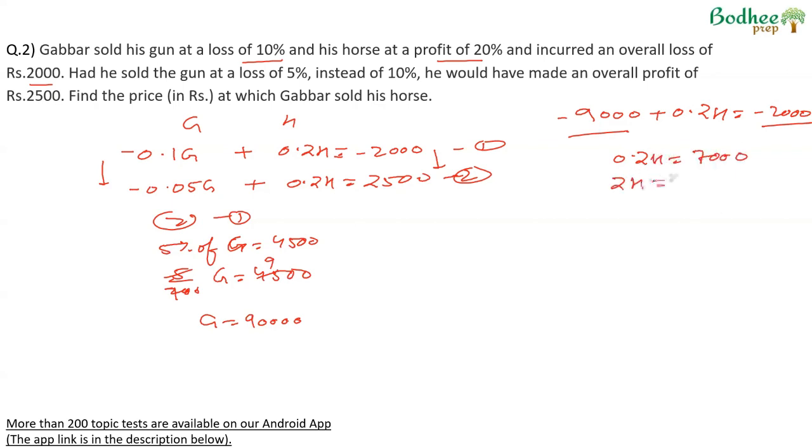Multiplied by 10, 2H is equal to 70,000. So H is equal to 35,000. So the cost price of the horse is simply 35,000. From here, we could also have eliminated G directly and gotten the value of H. For that, we had to multiply the second equation by 2 and then subtract 1 from 2. Either way, I thought this was more intuitive for me, and therefore I went this way.